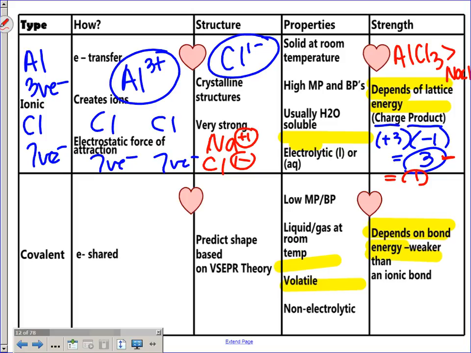The word electrolytic you might want to add to your chart. Electrolytic simply means that it's able to conduct electricity in liquid phase, aka molten phase, or aqueous. What's aqueous mean? Yes, dissolved in water, or in a solution of water. So you're adding these couple of terms to your chart. Electrolytic just means that it's able to conduct electricity.